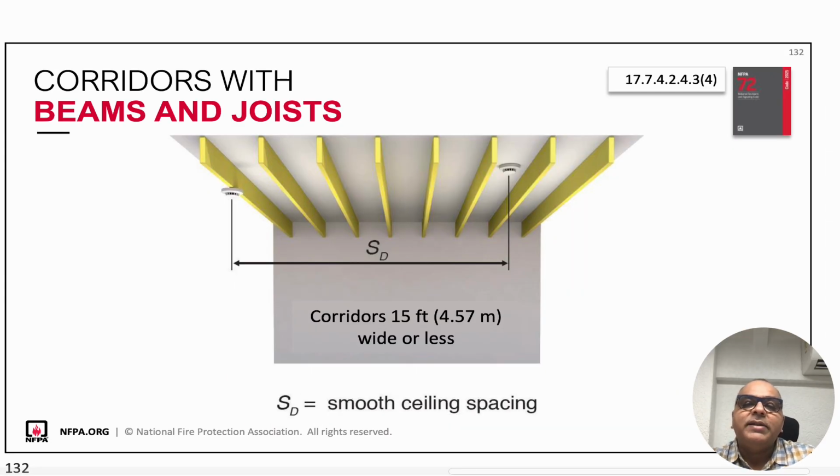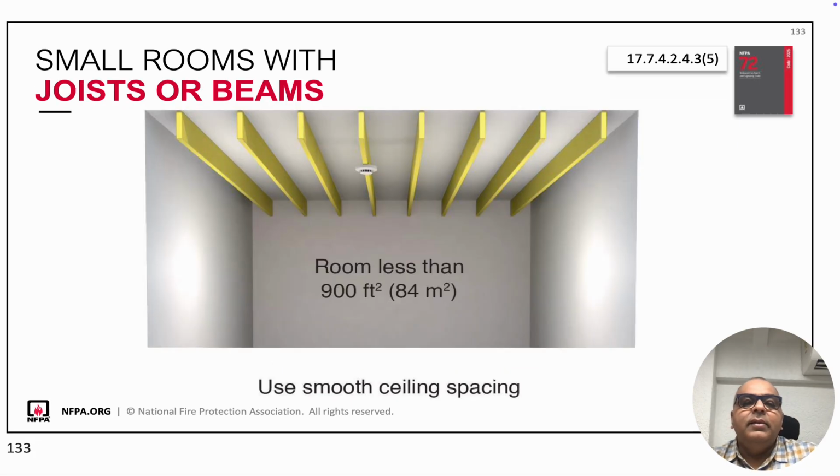When beams or joists are located in a corridor that is 15 feet wide or less, NFPA allows standard smooth ceiling spacing because smoke still travels predictably along the corridor. If the room is under 900 square feet, treat the ceiling as smooth; beam obstructions don't matter.